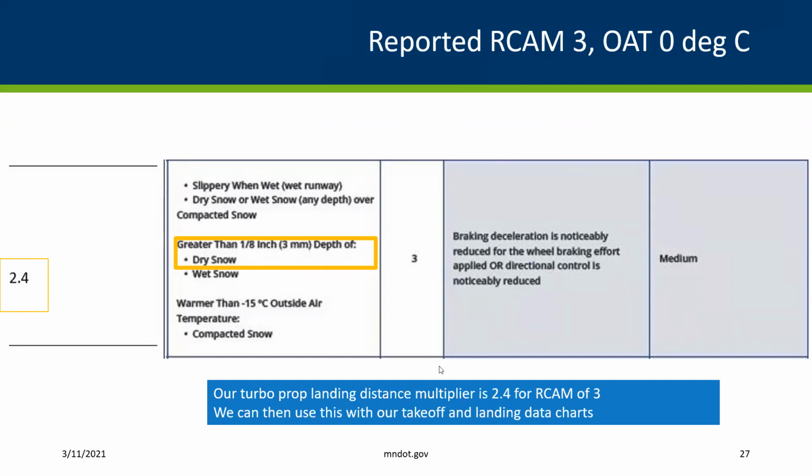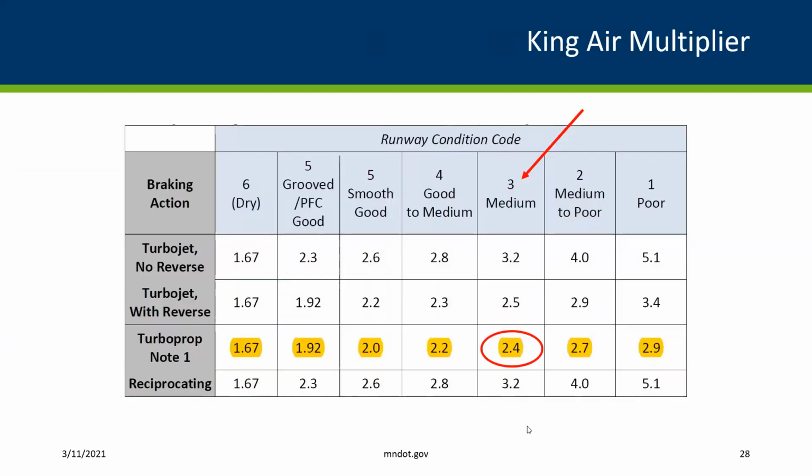So the new information, the extra information that we got now, though, is the FAA says, if you have a turboprop, you should be taking your ground roll and multiplying it times 2.4, and that's really how much distance you're going to need for your landing. And this is the chart that they generated that from.